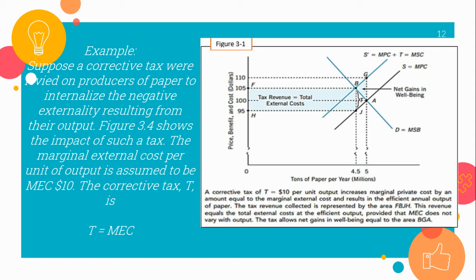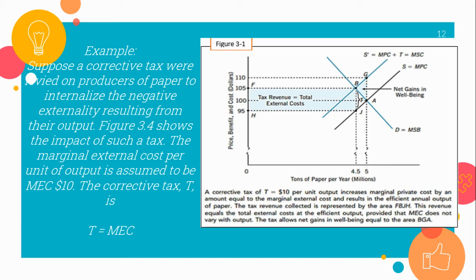So the increase in cost caused by the tax changes the point corresponding to the market equilibrium from A to B. The market price of paper increases to $105 per ton, and the equilibrium quantity of paper consumed declines from 5 million tons to 4.5 million tons per year. So this is exactly equal to the efficient annual output. So the corrective tax does not reduce the pollutants in the streams to zero.